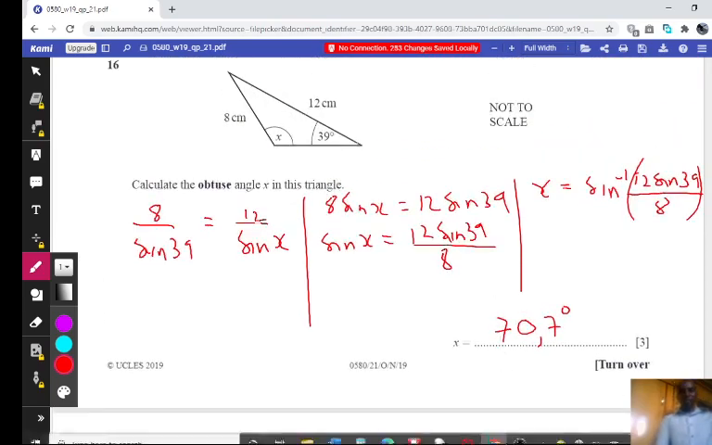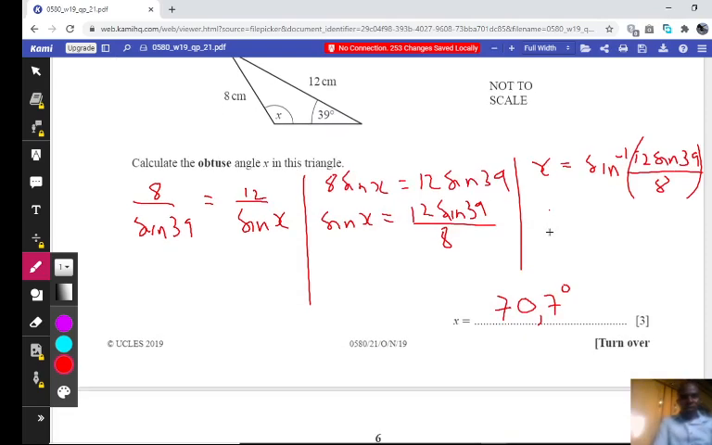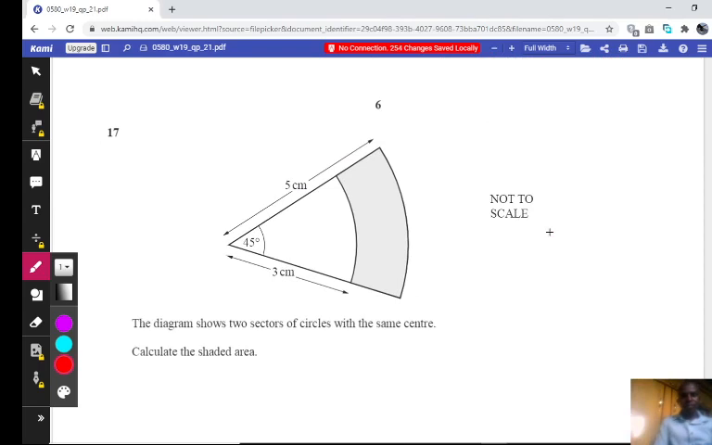Right? Because in this case you are given. Next question. Question number 17. The diagram shows two sectors of a circle with the same center.